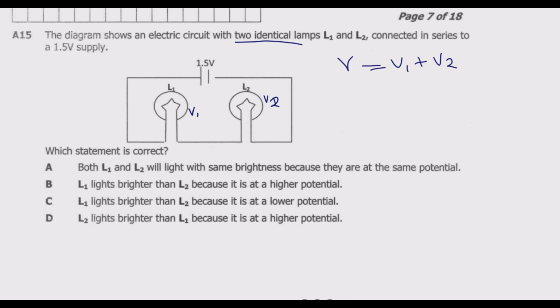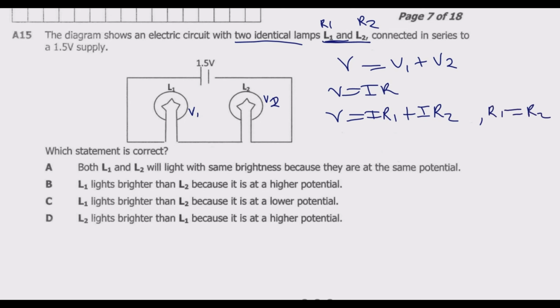Then how do you find voltage? Voltage is given by current multiplied by resistance. Now in this series circuit, the current is the same, and these are identical resistors, meaning this resistor and this resistor are the same. So this tells me that voltage is equal to current, which is the same, multiplied by resistor 1, plus current multiplied by resistor 2. Now resistor 1 is equal to resistor 2, so these two are the same. This tells me that voltage 1 is equal to voltage 2, so the potential will still be the same.